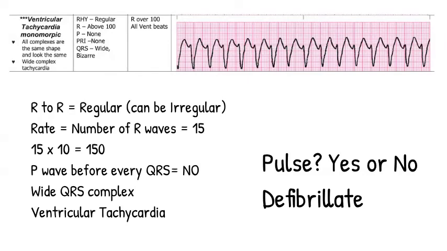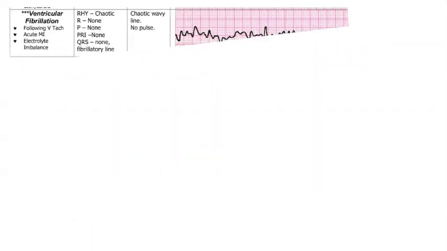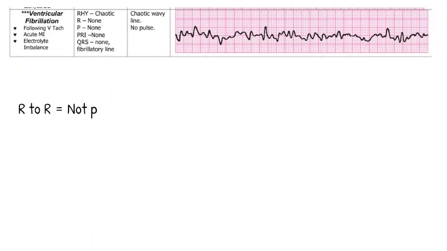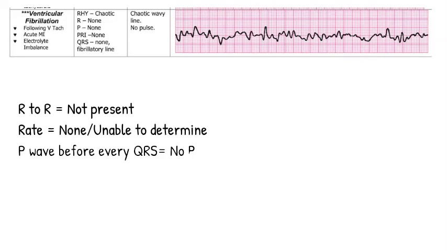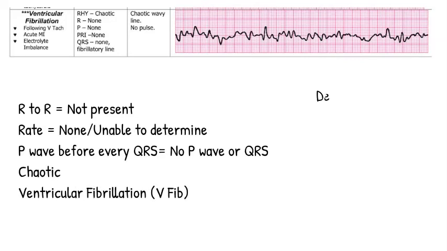So let's take a look at ventricular fibrillation. Ventricular fibrillation is a lethal rhythm. As you see, there is no R to R. You're unable to determine a rate. There's no P wave, there's no QRS. The baseline, as we call it, is chaotic and wavy. You have ventricular fibrillation. You must defibrillate the patient immediately.